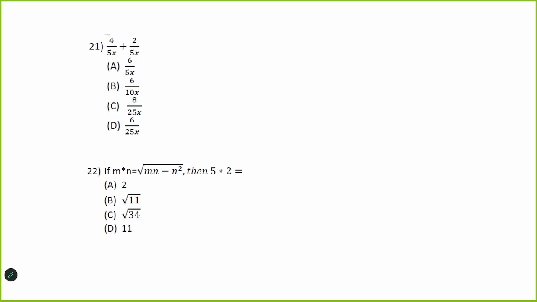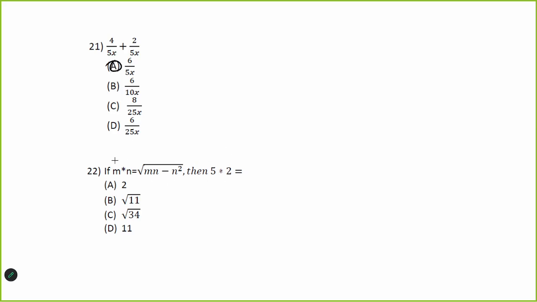Because the bases are the same, you simply add the powers, add the numerators. 4 plus 2 is 6, 6 over 5x. Denominators always stay the same when adding or subtracting, unless you find the LCM or LCD. So it'll be 6 over 5x.